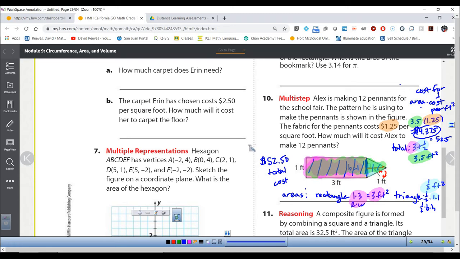So I don't think I showed my work here. So we had 4.375 times 12 because we were making 12 pennants, and that's where we got the total cost. All right, so these problems are pretty similar. You find the area, and then you multiply the area times the cost per square foot.